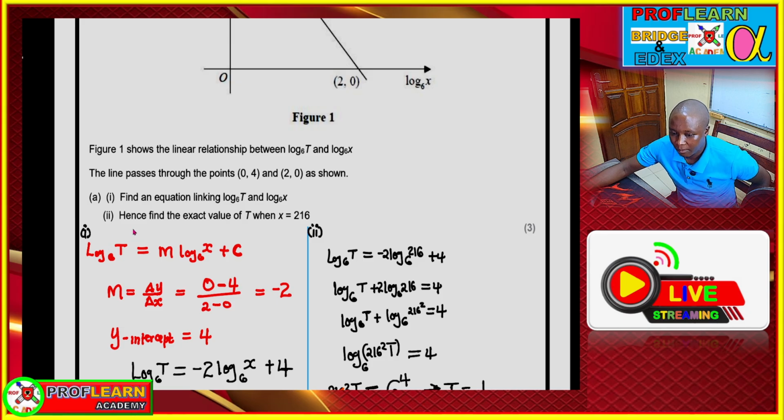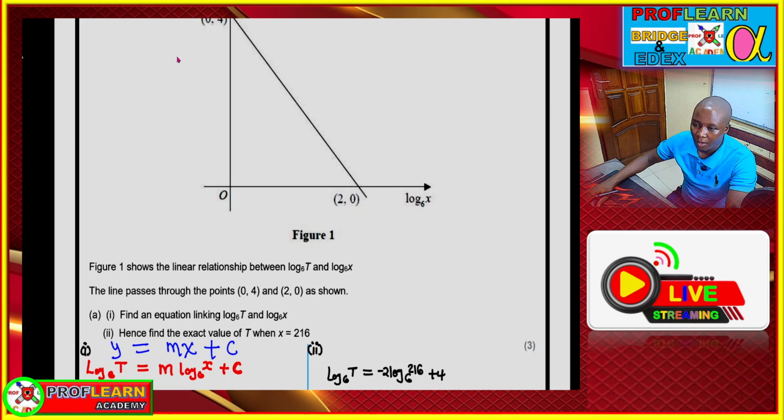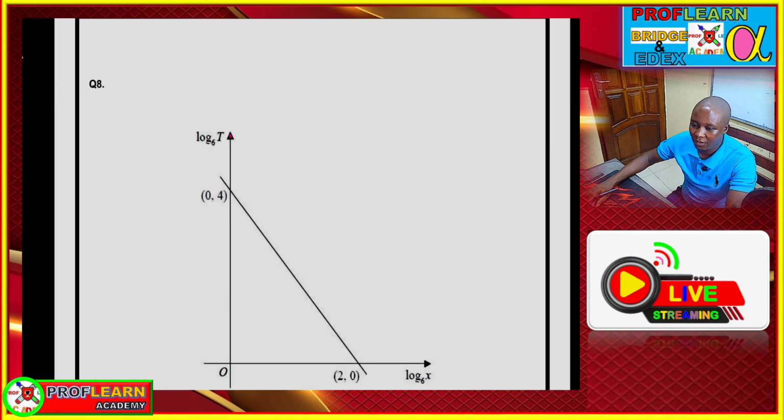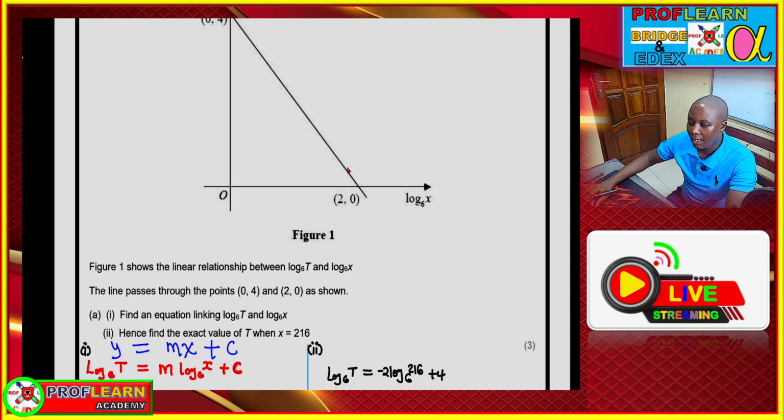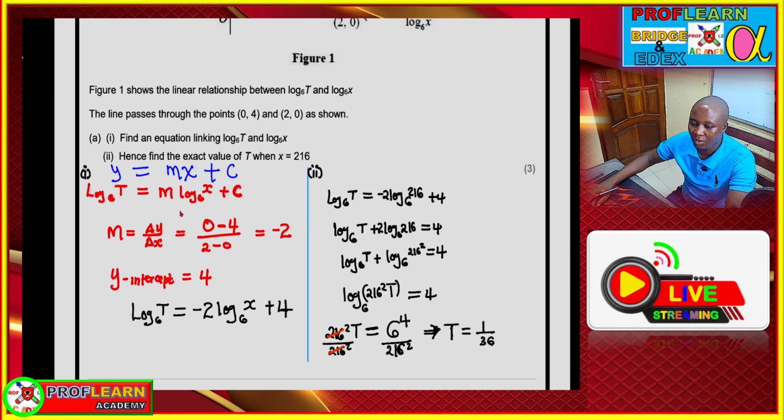y equals mx plus c. Now our y is log t, because you can see here our y is having this value and our x is having that value here. That's why I've replaced them in this equation.